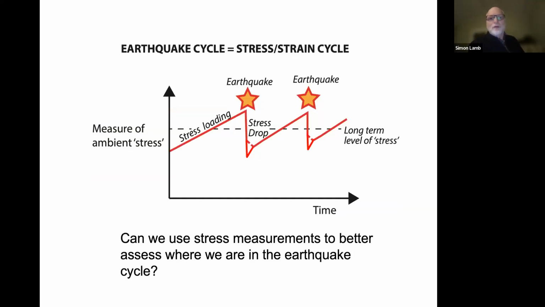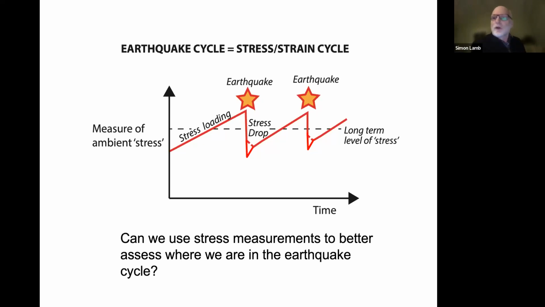One way of thinking about earthquakes is that they're part of a stress-strain cycle. So you have the earthquake, but between earthquakes, if you're looking at an individual fault, there's a long period where basically nothing is happening. And during that period, the stresses in the system are increasing. So you're getting what I call the stress loading part of the earthquake cycle. And the stresses are building up until they reach the strength of the fault.